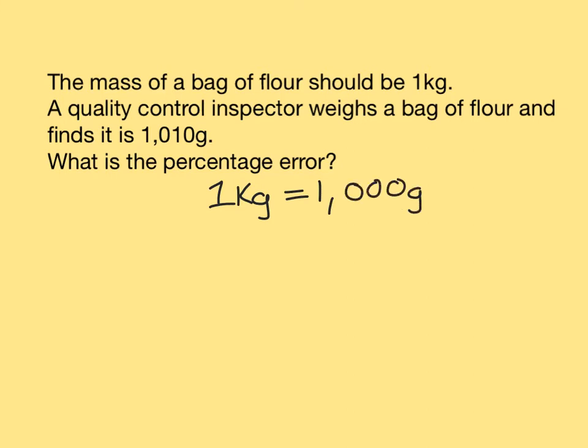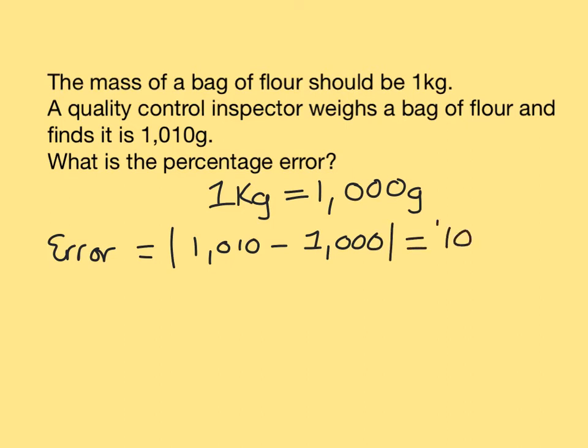Okay, and then we can find the error. So the error is the true value, which is 1010, minus the estimate. So it should be 1 kg, so that's 1,000 grams, and that's going to give me 10 absolute value, which is fine, that's a positive number, so 10.